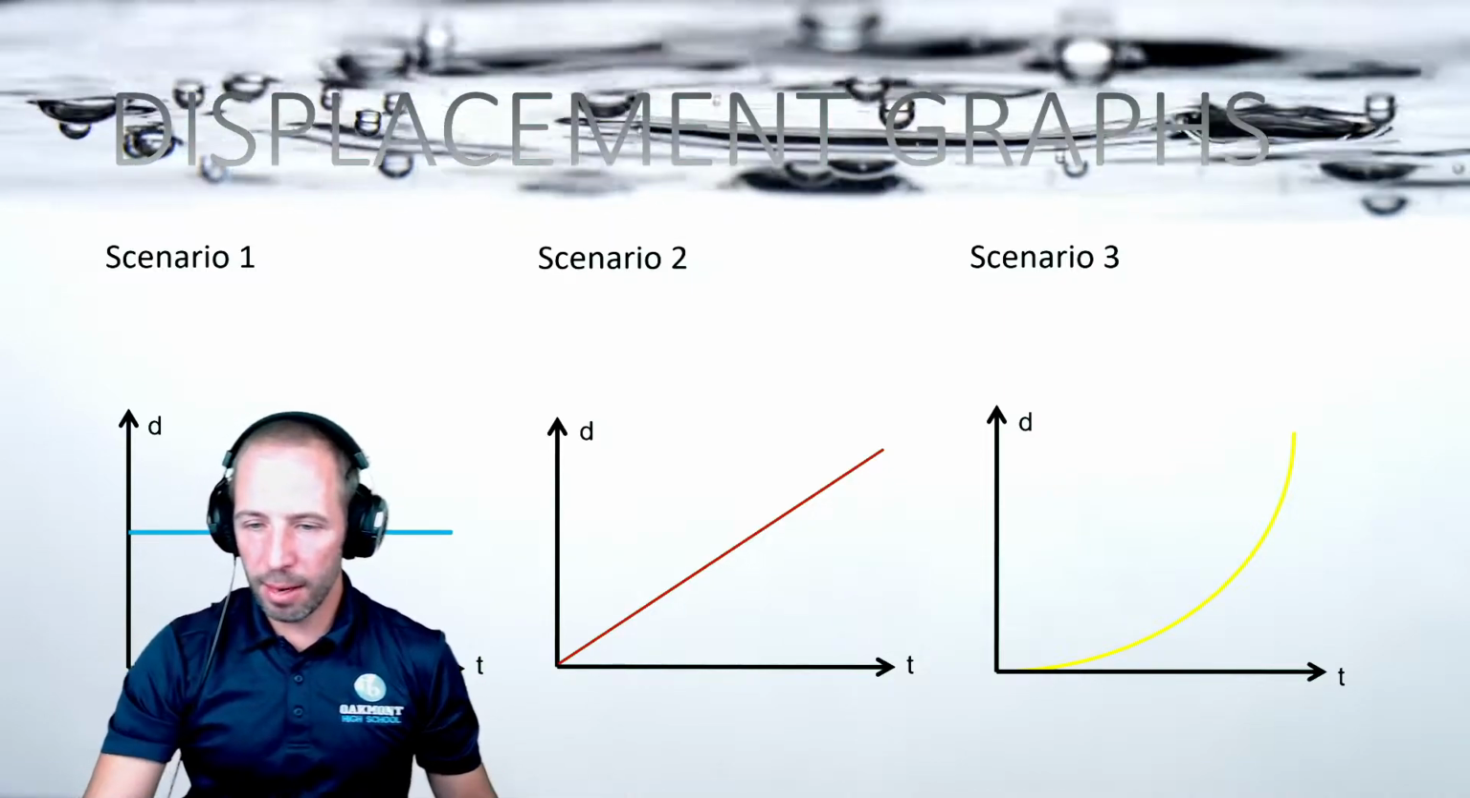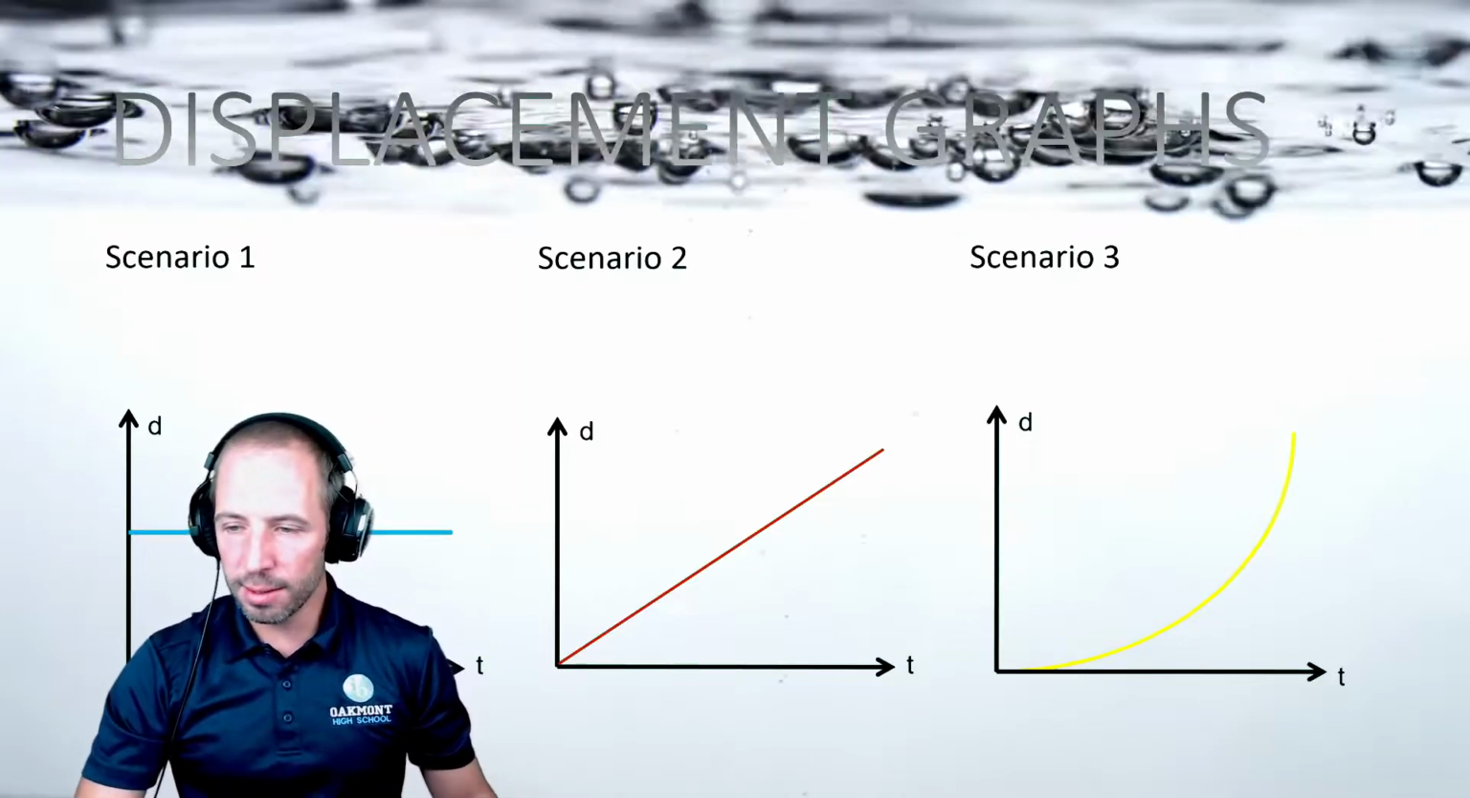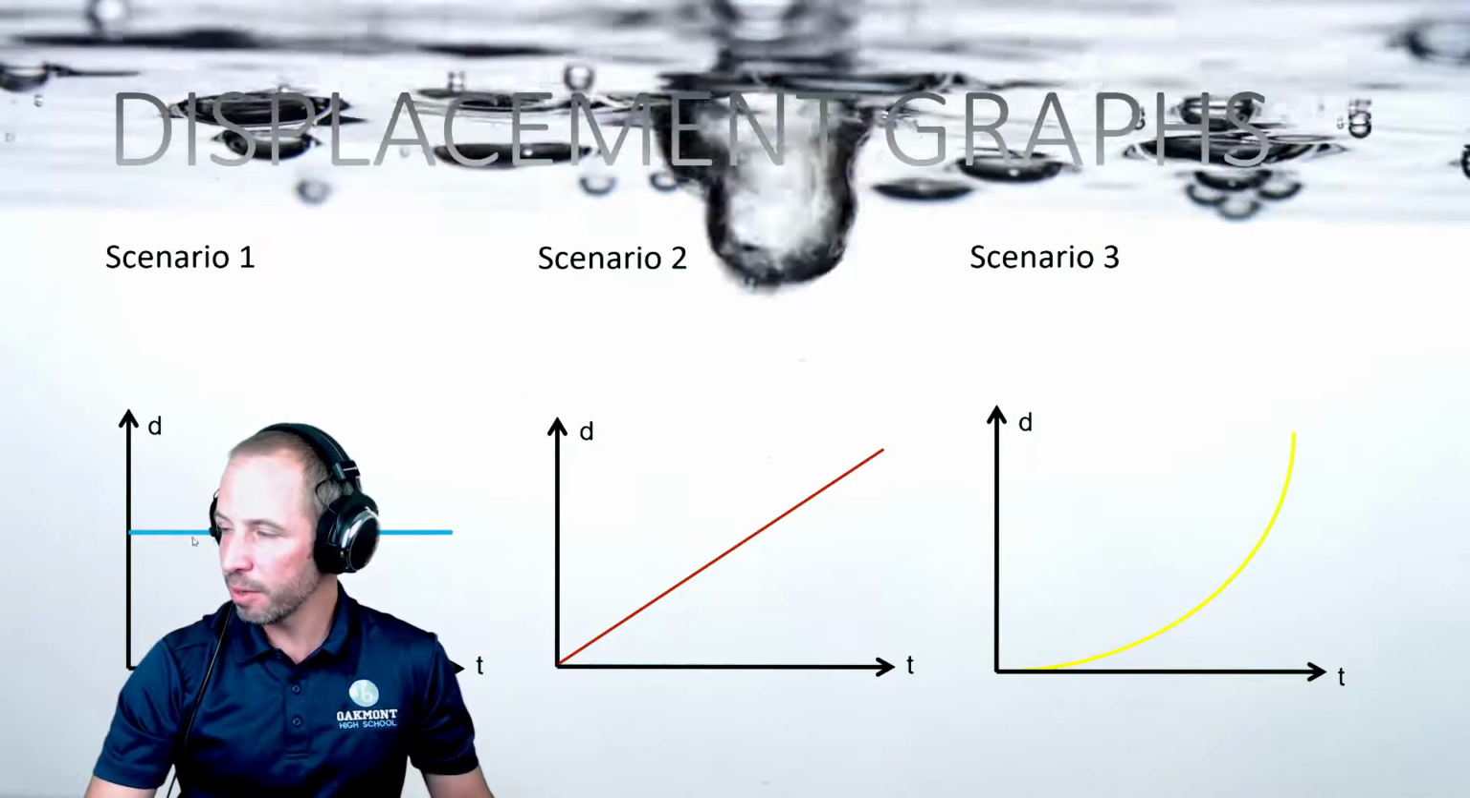And you're going to see a pattern like this a lot. On a distance graph, if you see a flat section, that means that the object is not moving over whatever time period that is.